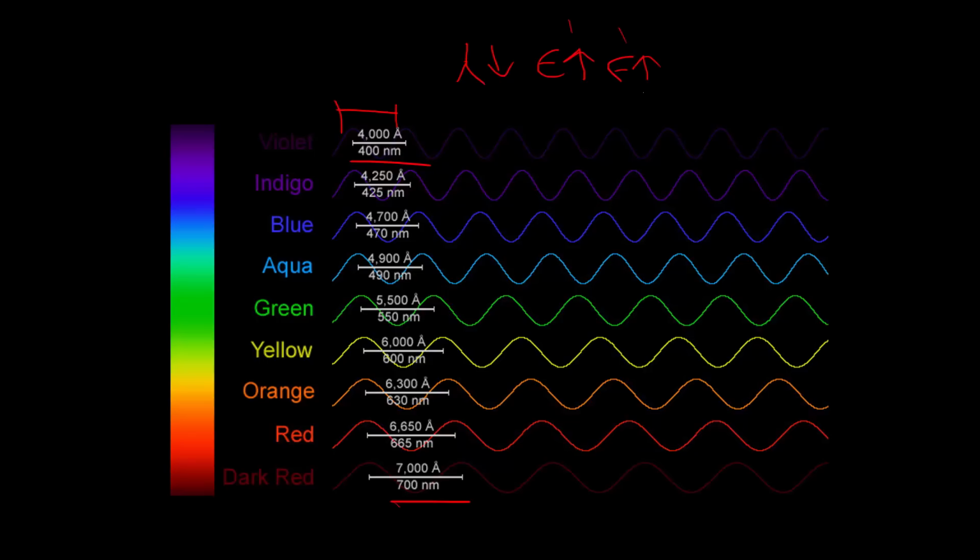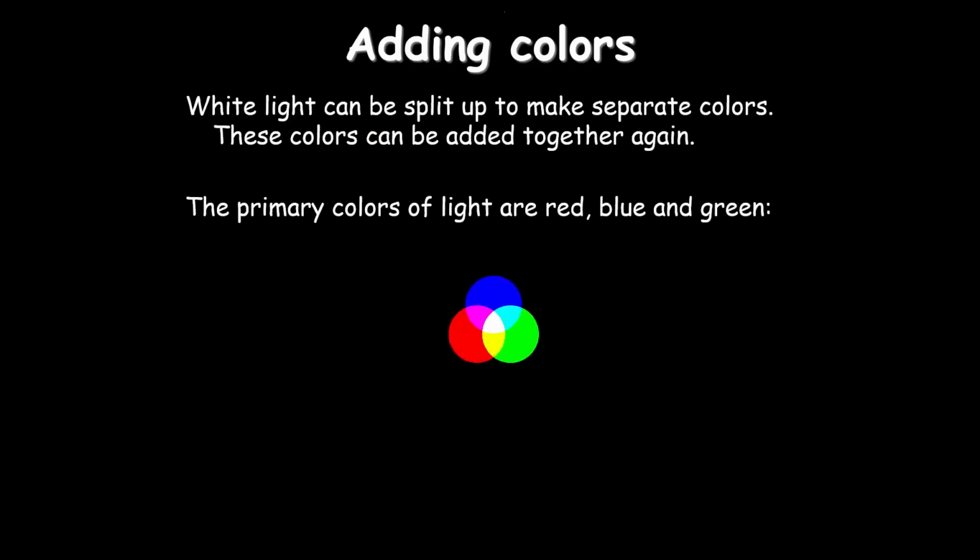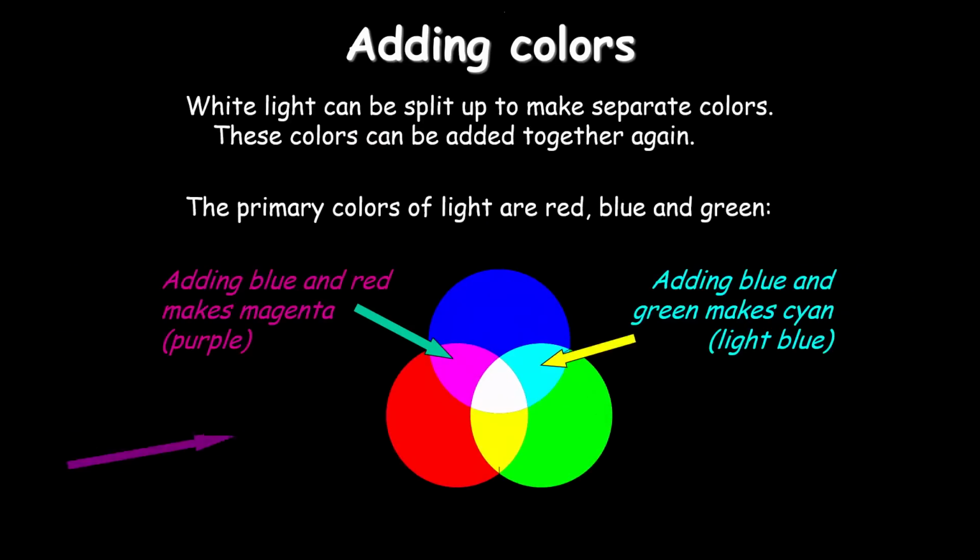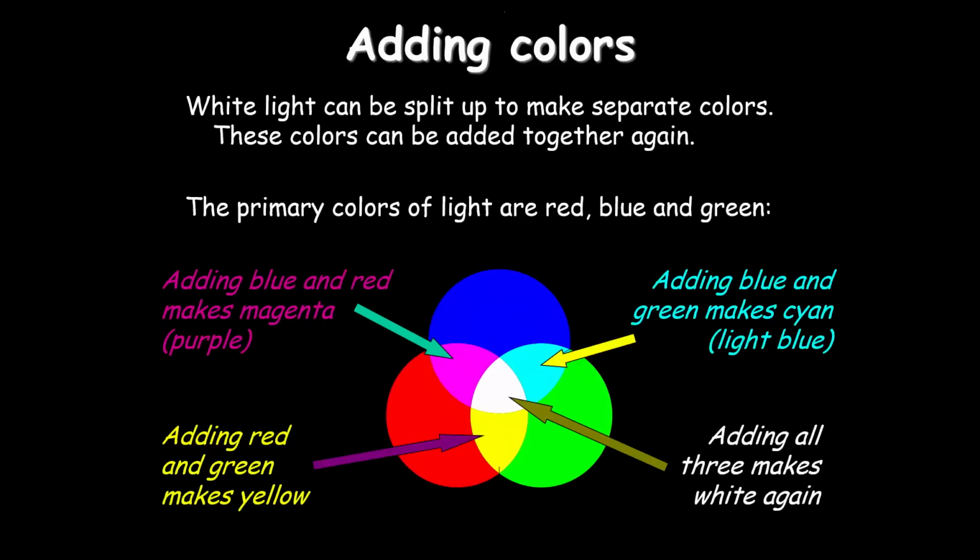Energy and frequency have a direct relationship. Both of these have an indirect relationship with wavelength. Okay? So just know that the shorter the wavelength, the higher the energy. Let's look at what happens when we split up the different colors of light.